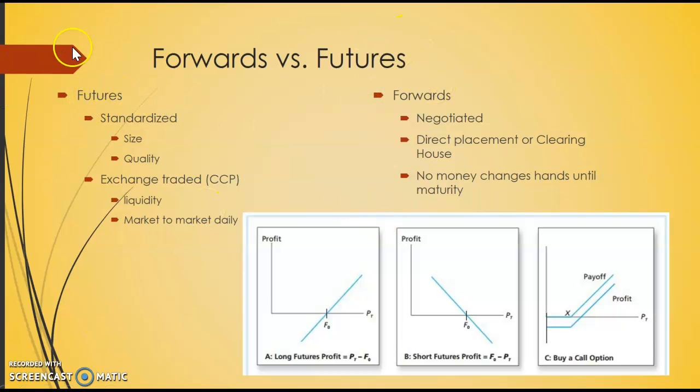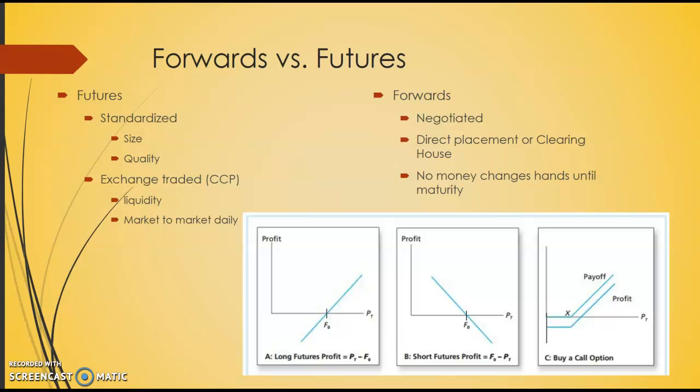The difference between futures and forwards. So all of these kinds of markets started out as forward agreements. Forward agreements are negotiated between two different sides. They can either result in a direct placement, which is one side, the farmer calls up the miller. That would be a direct placement, directly negotiated, or they can be negotiated through a clearinghouse. But no money changes hands until actual maturity, right? That was how all of this started in the beginning.